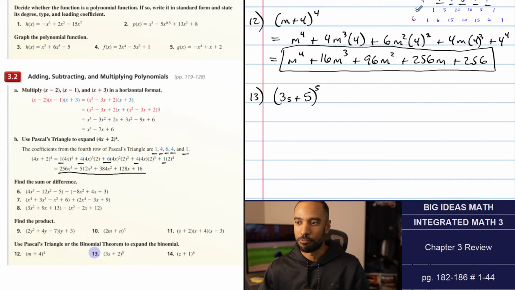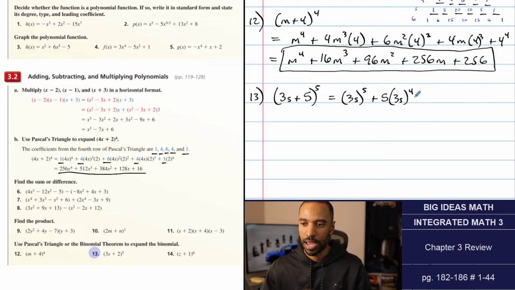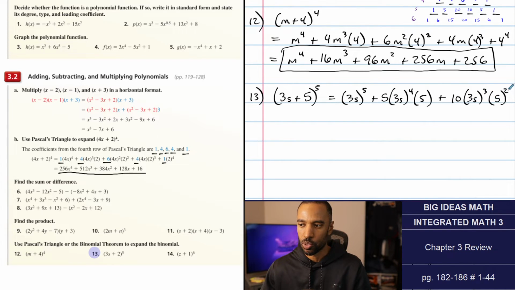All right, so we're going to use the 5th row, which is 1, 5, 10, 10, 5, 1. So the first 3 terms, we're going to first raise 3s to the 5th power. That's the 1. And then 5 times 3s to the 4th power, as we multiply 5 to the 1st power. And then the third term is 10 times 3s to the 3rd power and 5 to the 2nd power. Remember, your exponents always need to add to 5, the same as the degree that you have here. Now we have 3 more terms, another 10 times 3s, this time squared, and 5 cubed.